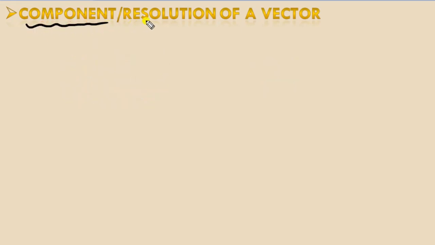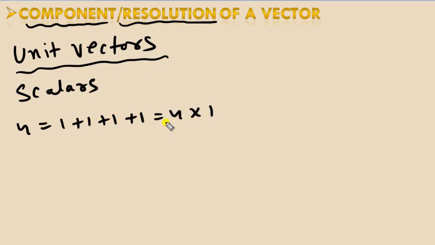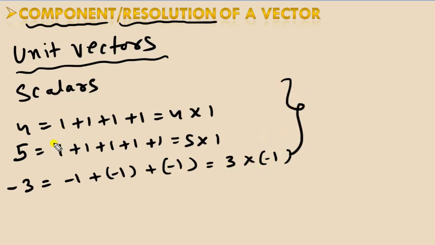Before we talk about component or resolution of a vector, let's understand what a unit vector is. Unit vectors. How do we deal with scalars? Can we write 4 as 1 plus 1 plus 1 plus 1, that is 4 times the number 1? Of course we can. Can we write 5 as 1 plus 1 plus 1 plus 1 plus 1, that is 5 times the number 1? Of course we can. Can we write minus 3 as minus 1 plus minus 1 plus minus 1, that is 3 times the number minus 1? Again we can. We can deal with vectors exactly in the same way.